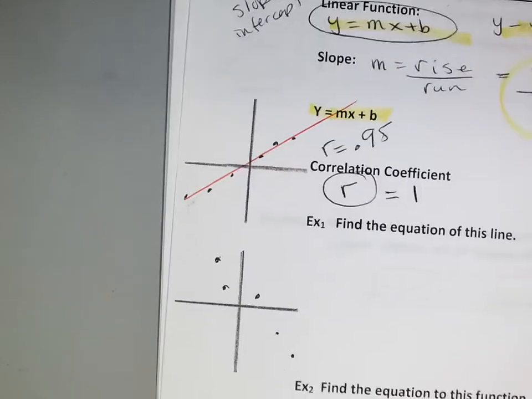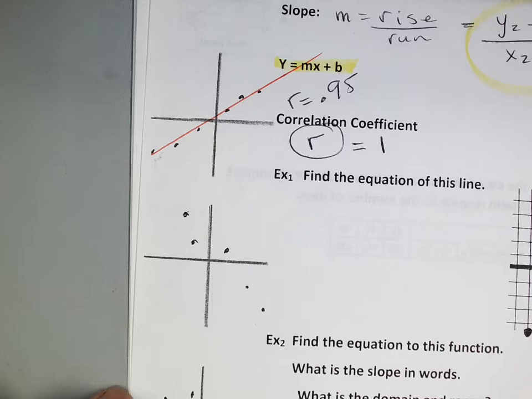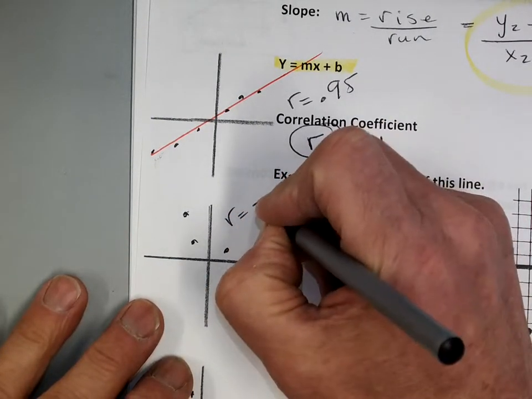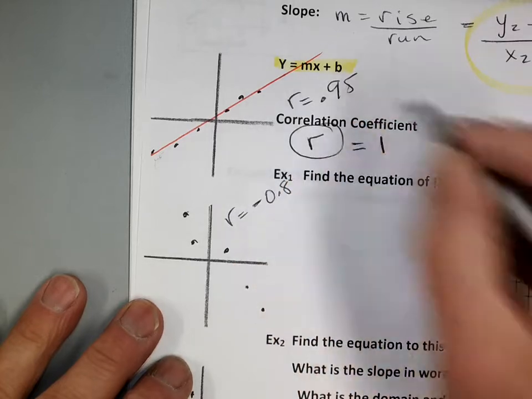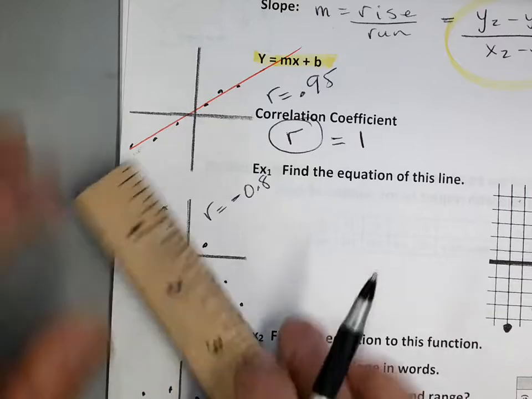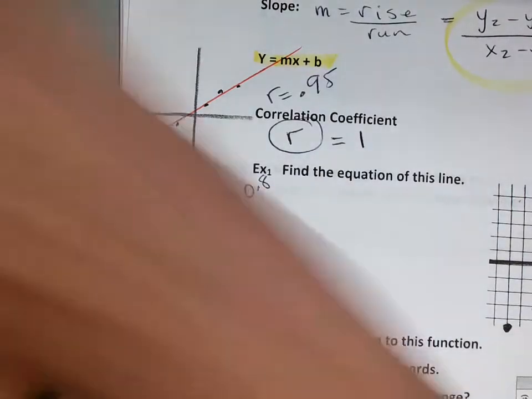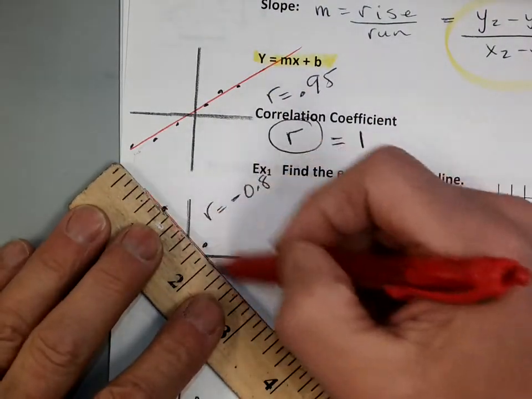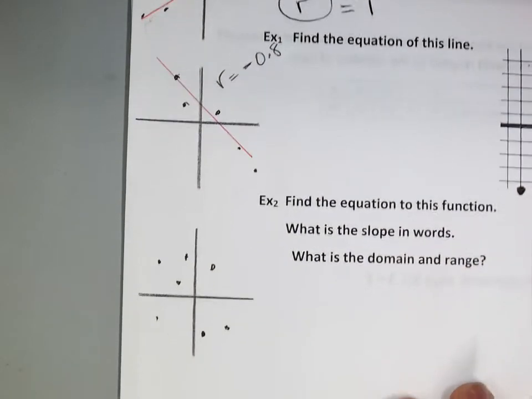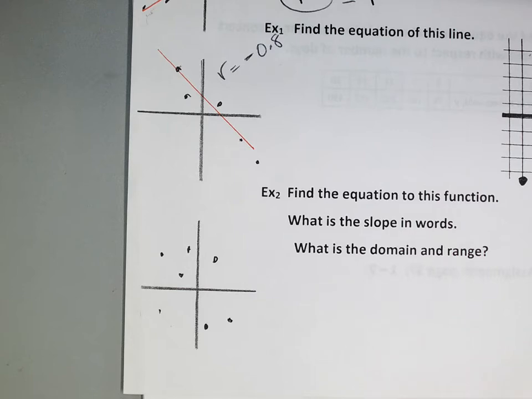Now if I take a look at this one, maybe 0.8, I'm just going to guess. It's not as good, but it's negative because it's going down. So I'd say the correlation coefficient on this one is maybe negative 0.8. It's not as straight, but it is negative because, like a negative slope, it's going down. This one, terrible. No correlation, so we'd say R is 0.